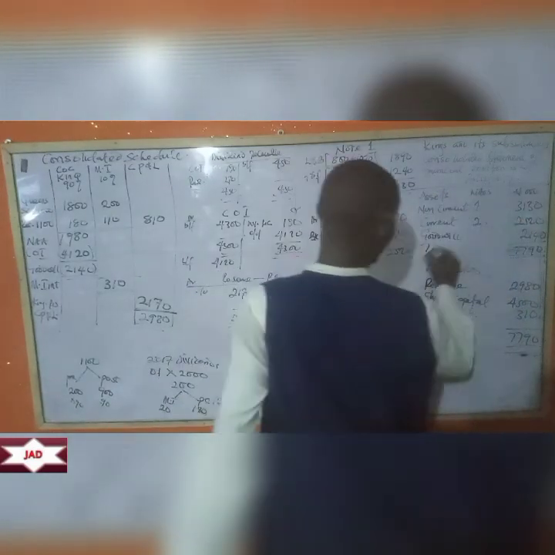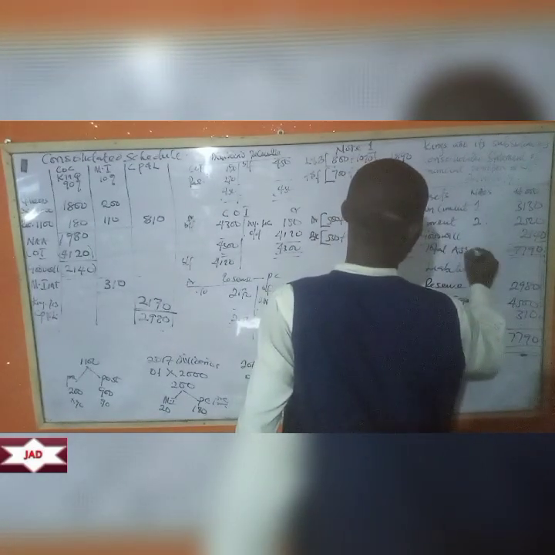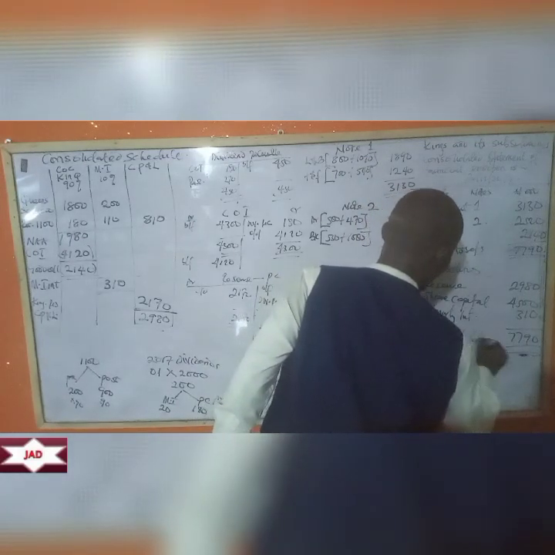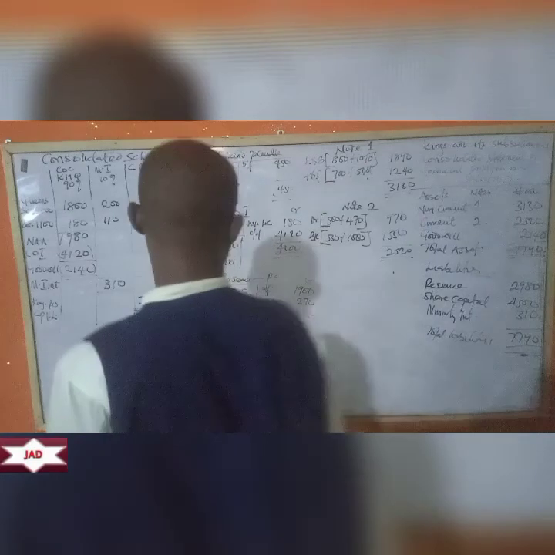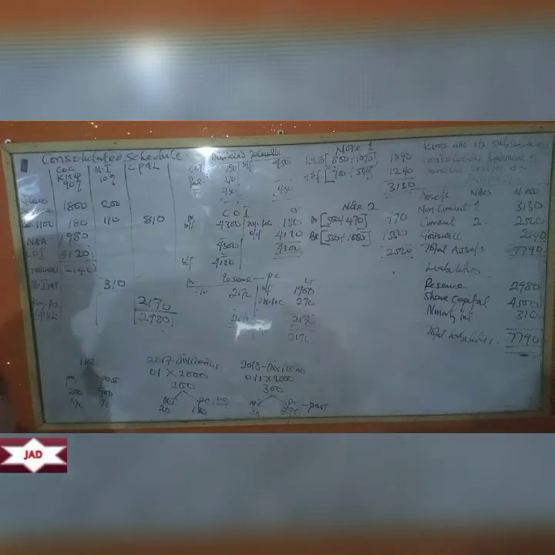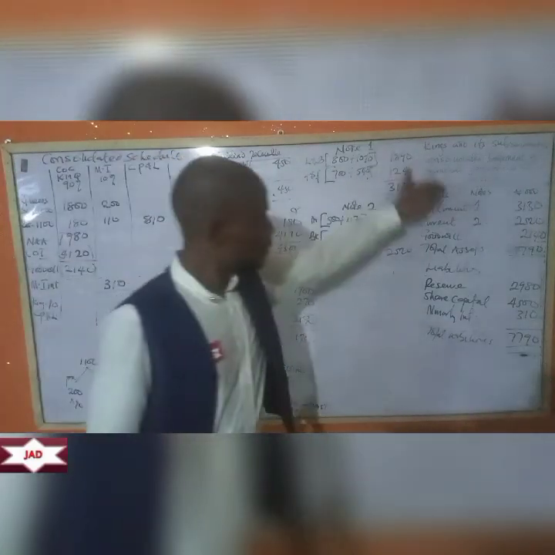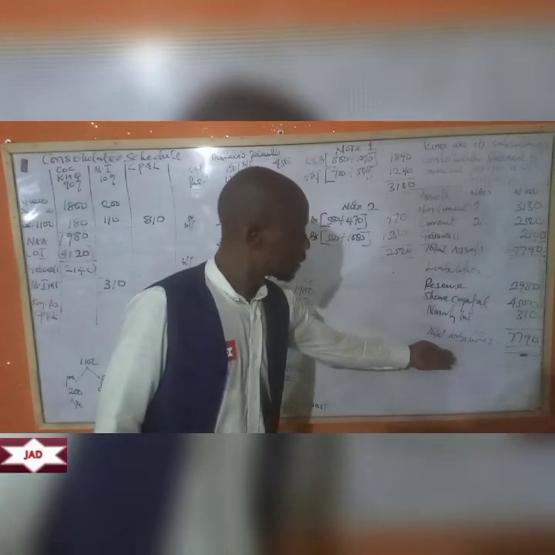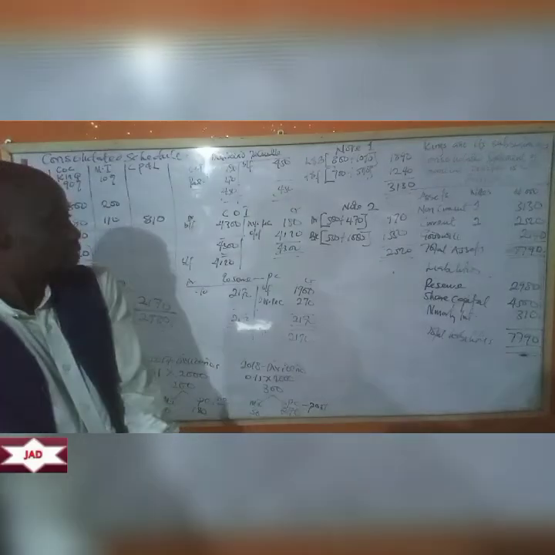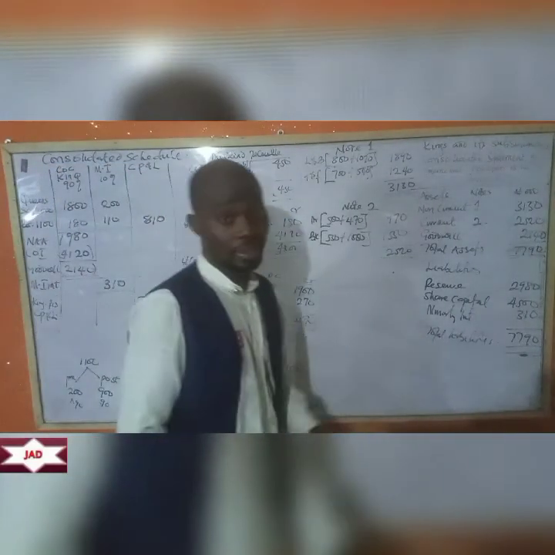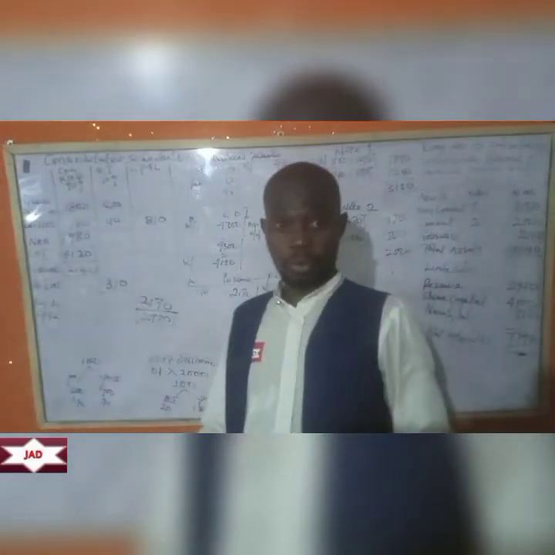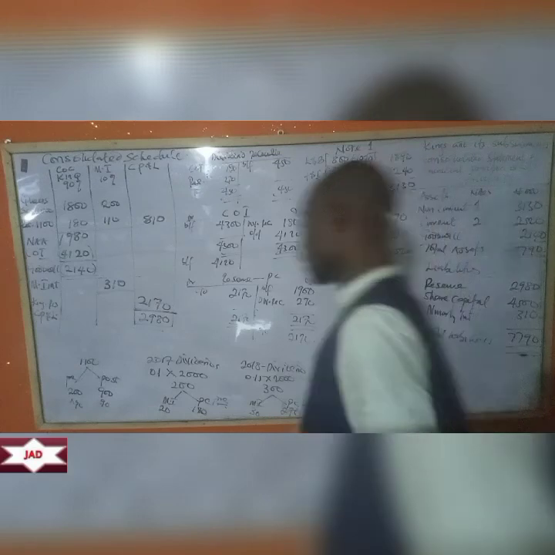So this is your total assets, this is your total liability. So you can see that your balance sheet here has agreed, because we have been able to do the right adjustment as well, and then taking the right journals, accounted for dividends correctly, and then prepared the balance sheet.